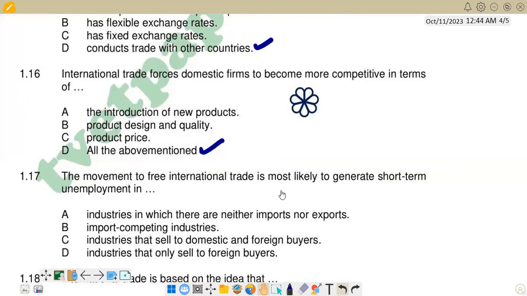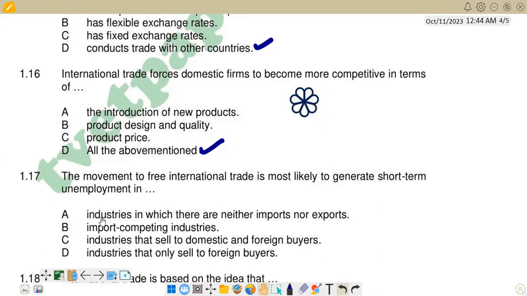So the question is saying the movement to free international trade is most likely to generate short-term unemployment in: A, industries in which there are neither imports nor exports, not correct. B, importing competing industries, not correct. Then C, industries that sell to domestic and foreign buyers, not correct. D, industries that only sell to foreign buyers, not correct.